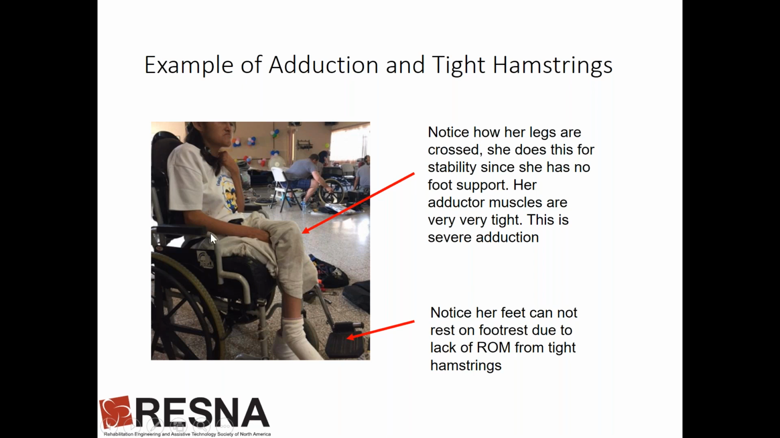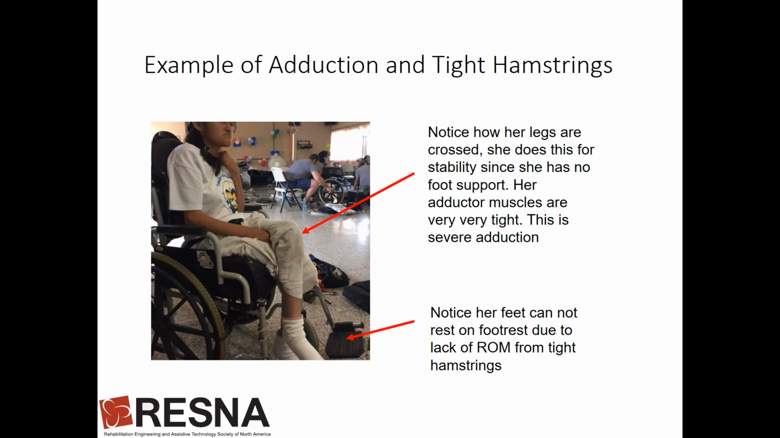She's sitting in a little bit of posterior tilt, pretty darn good trunk control, sits with her legs crossed, feet are on the footrest. So the main cause is that she had, I don't know what came first, but she had extremely tight hamstrings. Because of her tight hamstrings, her feet did not rest. Because her feet were not resting, she needed to cross her legs for stability. And over time, she had very, very tight adductor muscles.